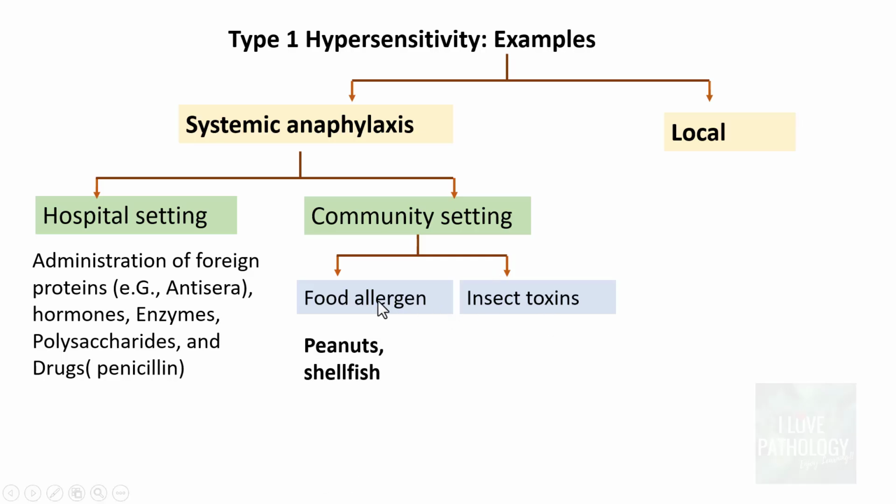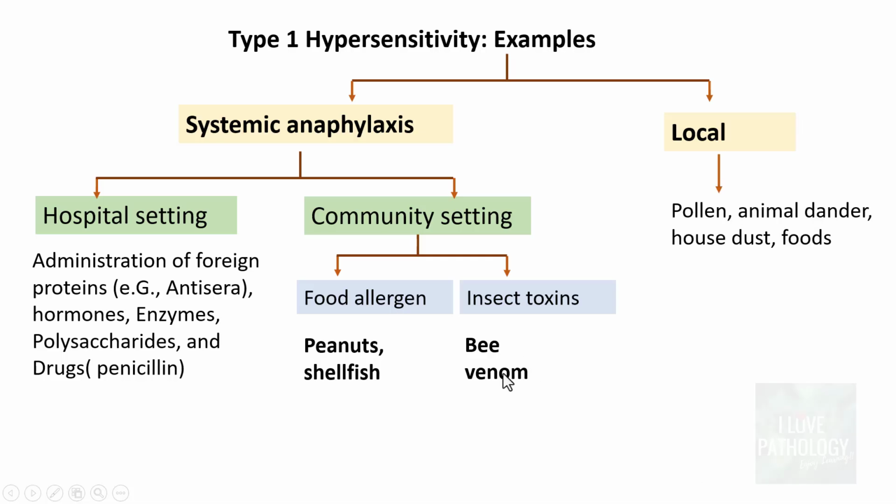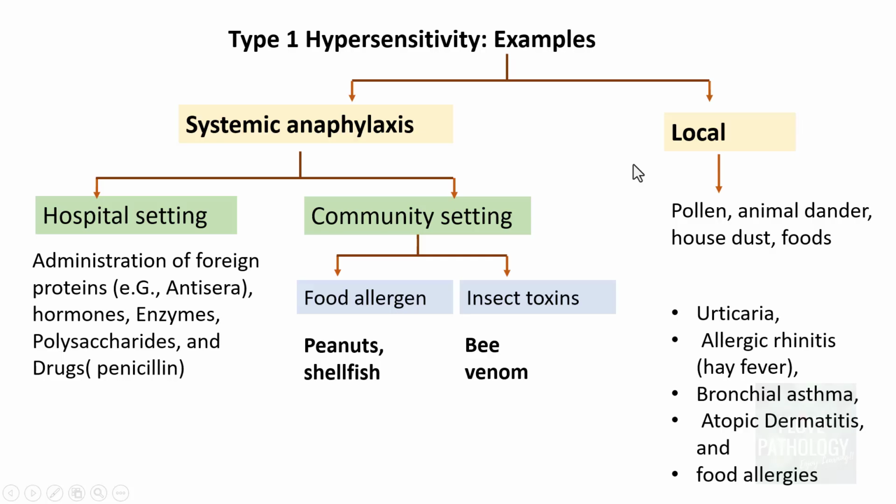Food allergen, the most common food implicated in hypersensitivity reaction is peanuts and shellfish. The toxin, a very, very common example being bee venom, right? Whereas local hypersensitivity reaction can be by pollen, animal dander, house dust, or even various kinds of food. The manifestations could be urticaria. It can be simple itching. It can be allergic rhinitis. That's what we refer to as hay fever. It can be even in the form of bronchial asthma, could be skin manifestations like atopic dermatitis and various food allergies.